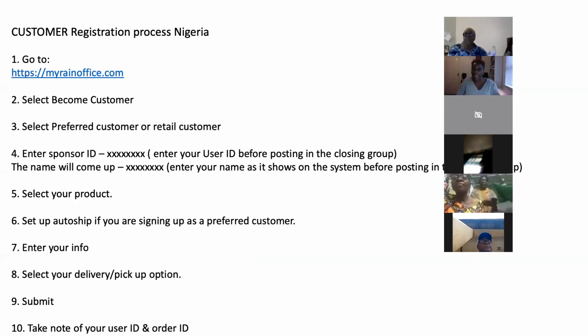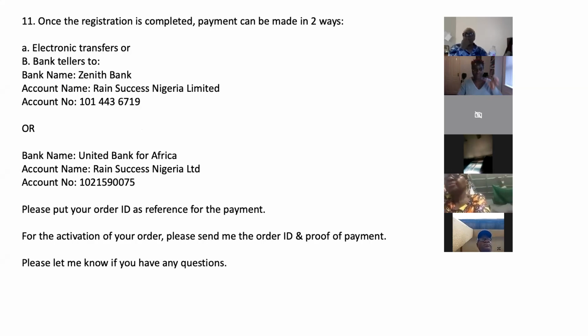And then they submit. At the point they submit, there will be an order ID generated. They need to capture the details of that order ID. They can take a screenshot of it or they can write it down. They need to know their order ID. And then they need to make payment. There are 2 ways to pay right now. You can either pay to Zenith account or you pay to UBA. The details are here, all right?